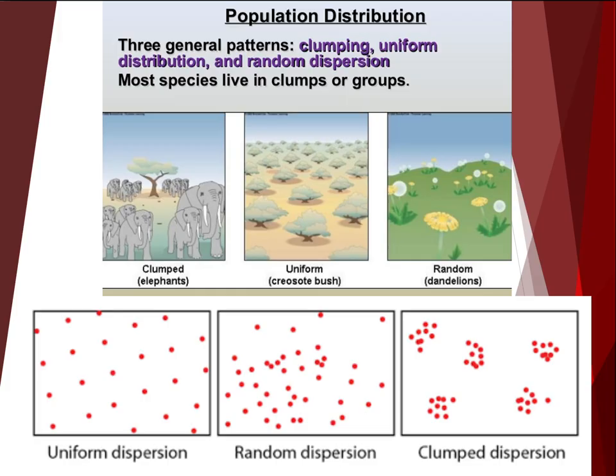Random distribution is less common in the natural world. This occurs when the relationship between individuals is neither positive nor negative. Individuals are independent of each other, and resources are sufficient throughout the environment, again, which is fairly rare.